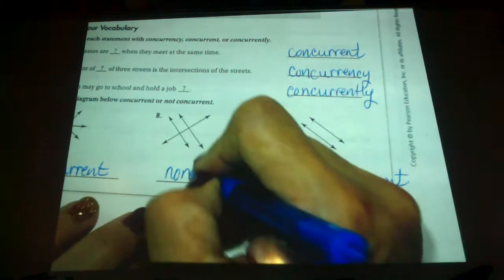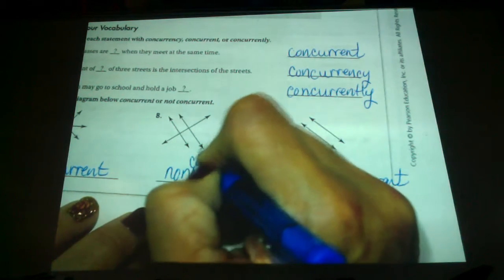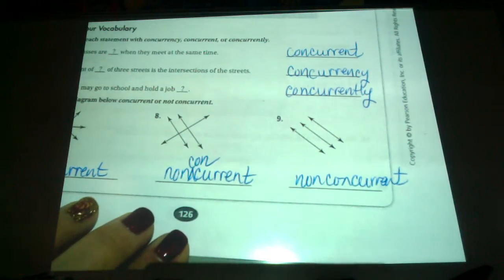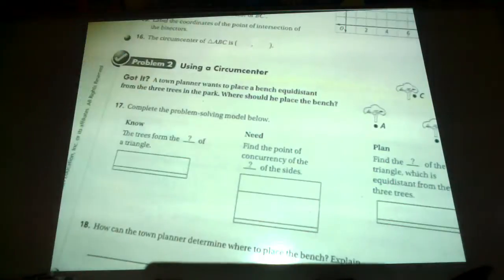Non-current? Oh, that's funny. How about non-concurrent? I knew it looked a little funny. All right, so flip. So here comes the meat of the matter, so to speak.